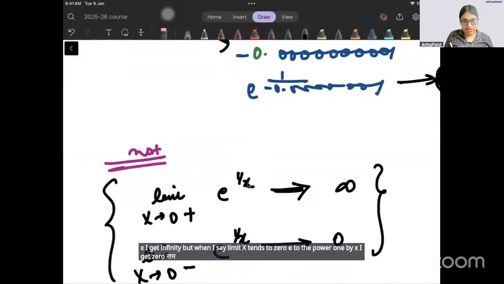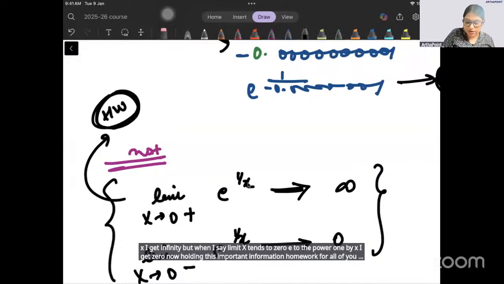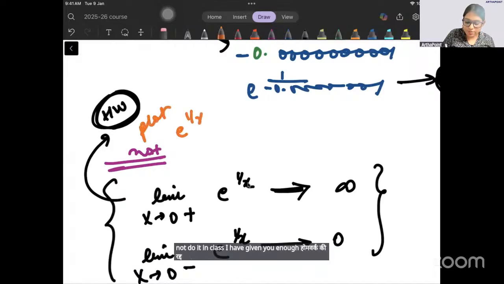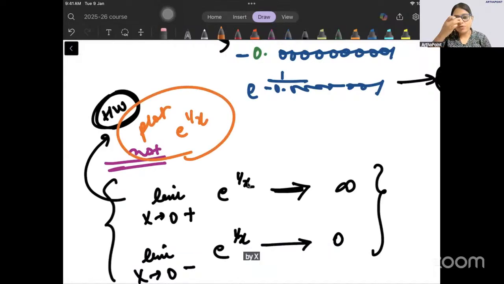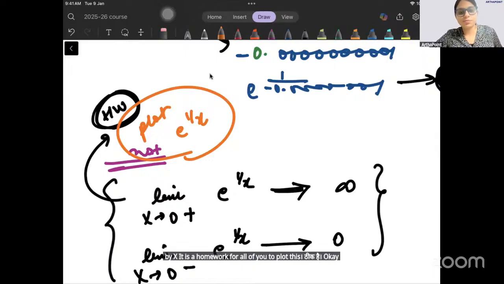Now holding this important information, homework for all of you. I will not do it in class. I have given you enough hint. Homework: plot e to the power 1 by x. It's homework for all of you to plot this. Okay?